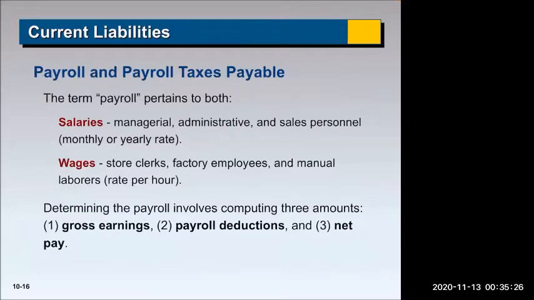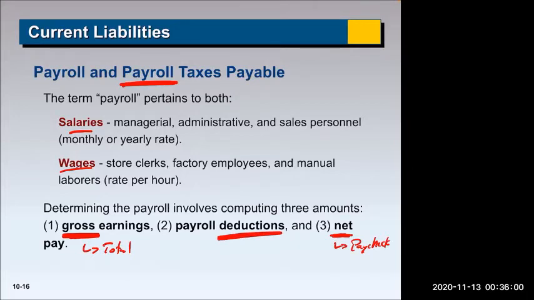Okay, another type of current liability would be related to payroll. I want to go over this with you a little bit. So we have wages or salaries, whatever, that's fine. Gross earnings, gross is total. The net amount is the paycheck. That's how much the employees are actually going to be getting. And then we have a bunch of payroll deductions.